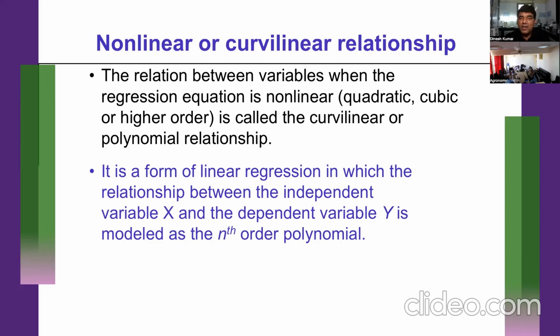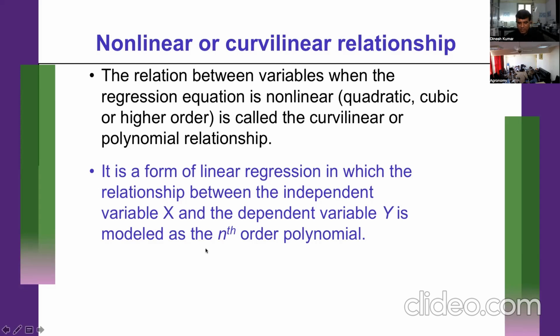But remember, in curvilinear or non-linear relationship, the word linear is there. It can be non-linear, but part of it is linear. In curvilinear also, it is partly linear. So the relation between variables when the regression equation is non-linear, quadratic, cubic, or higher order is called a curvilinear or polynomial kind of relationship. It is a form of linear regression in which the relationship between the independent variable x and the dependent variable y is modeled as an nth order polynomial.